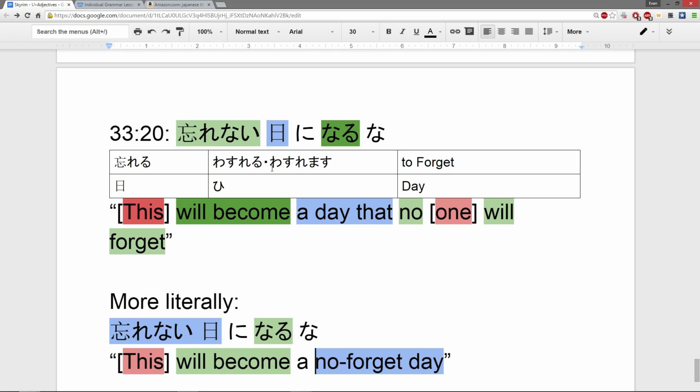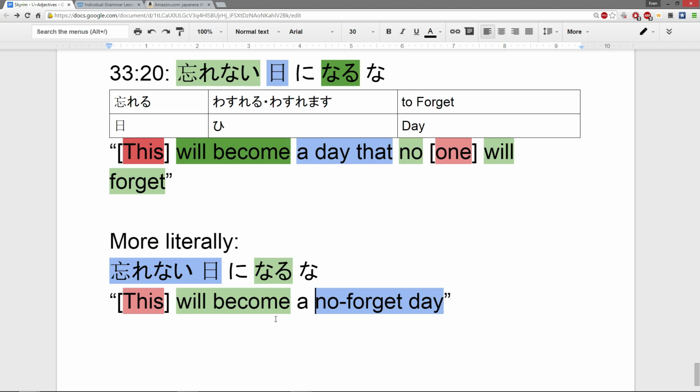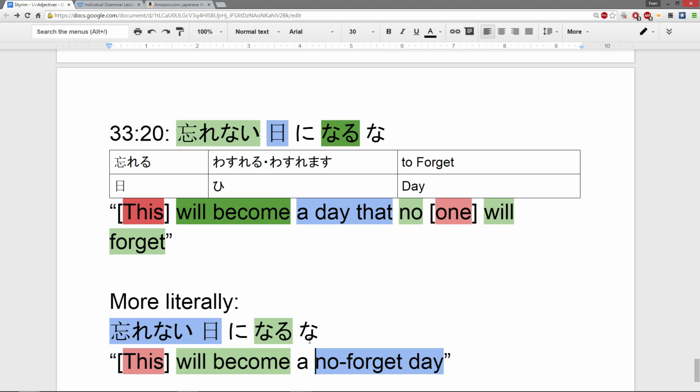You're training your brain to think completely differently about how to express the most basic of ideas. It's very intriguing and very worthwhile in my opinion. Wasurenai hi ni naru na. This is a day that no one will forget. This will become a no-forget day.